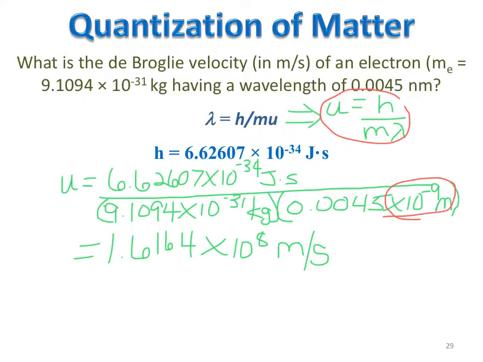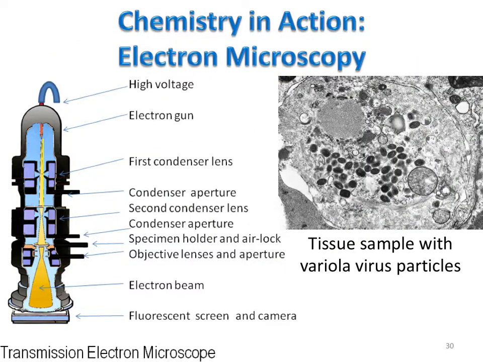After performing the calculation, we find that the speed of the electron has to be 1.6164 times 10 to the 8th meters per second. Such electrons with these types of wavelengths can be used to look at minute particles such as these virus particles here in this tissue sample.